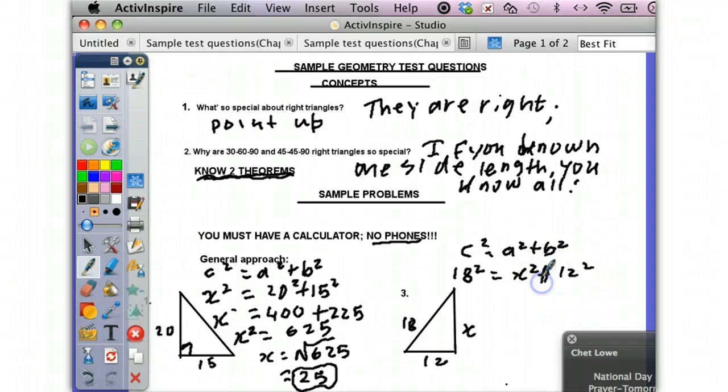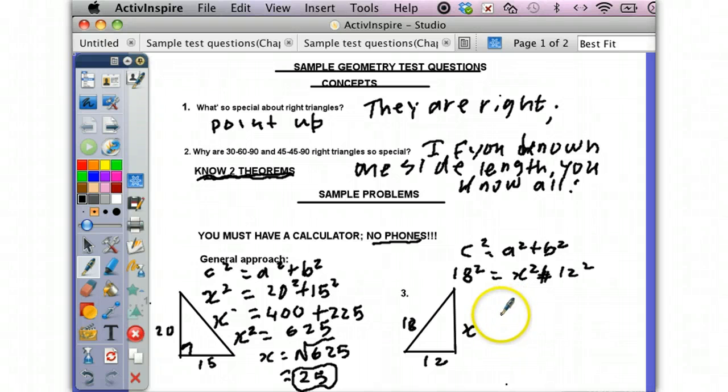All right. 18 squared. I'm glad to see people working with their calculator. You're going to be working it tomorrow, so you might as well do it now. 18 squared, Amber, would be what? 18 squared would be 324.